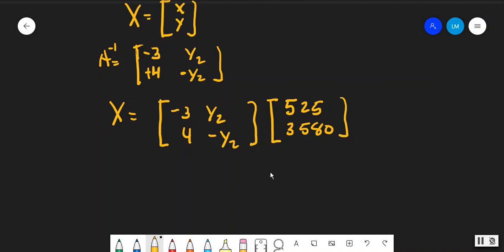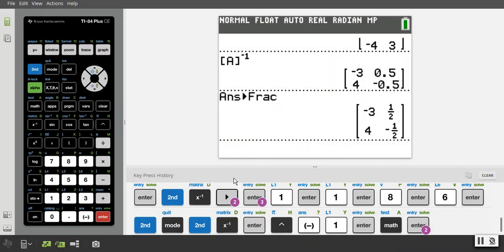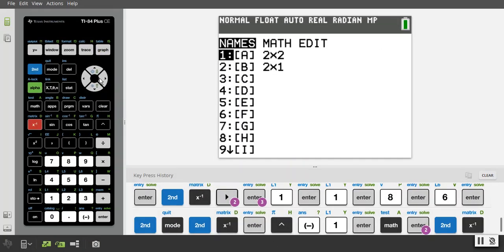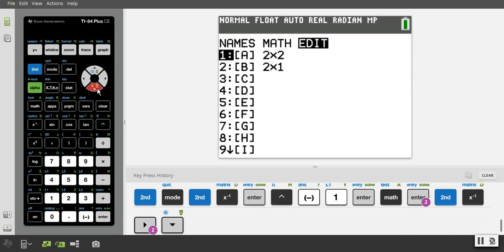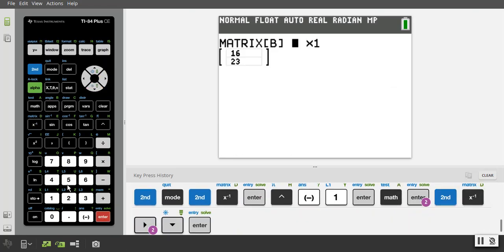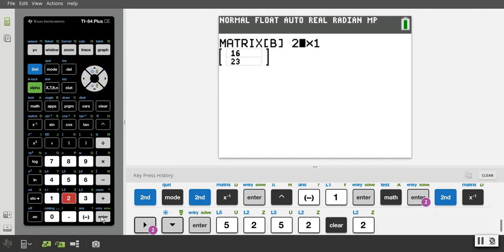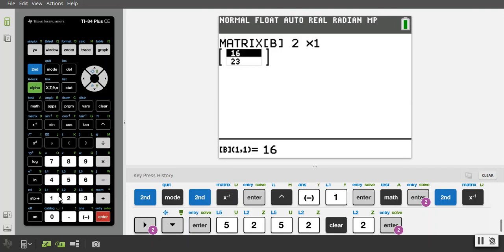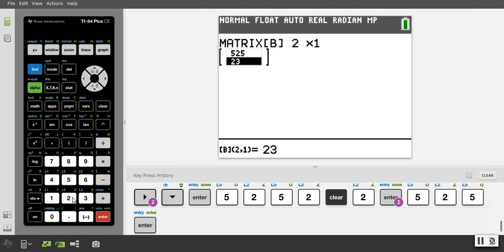Okay, so let's go ahead and go back, and what we're going to do here is input the matrix that defines the attendance. So, oh, it's a 2 by 1, right? Yeah, so 2 by 1, so that's going to be 525, and then 3,580.